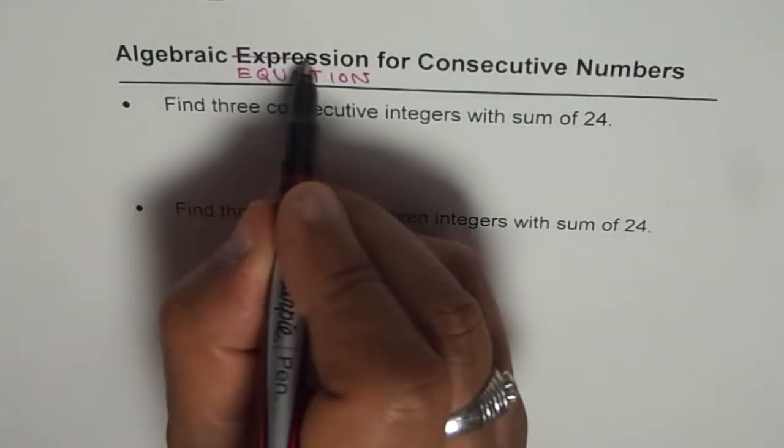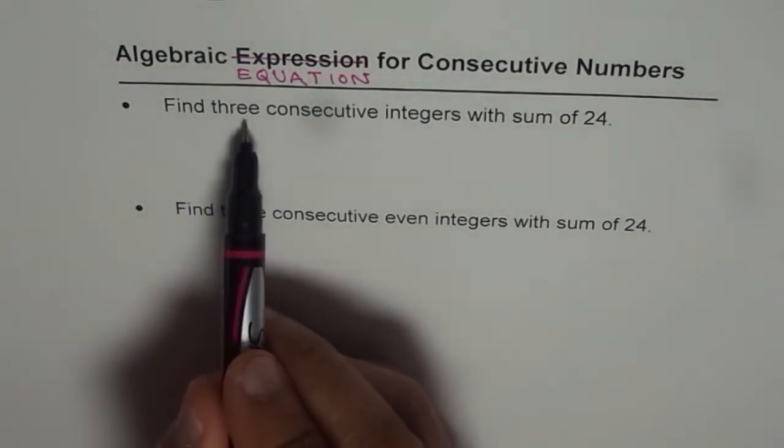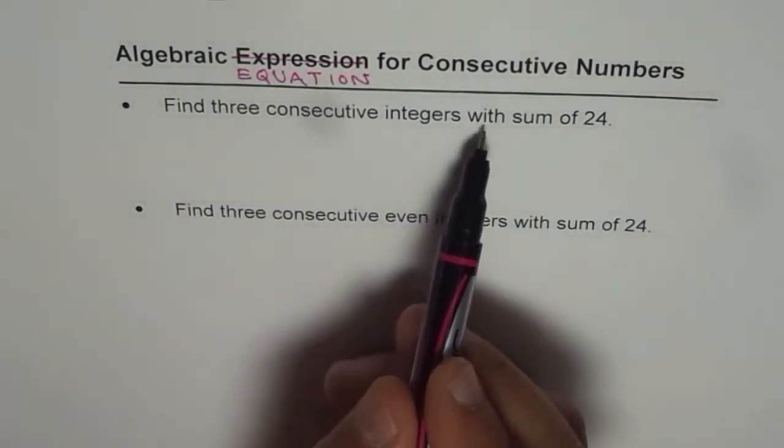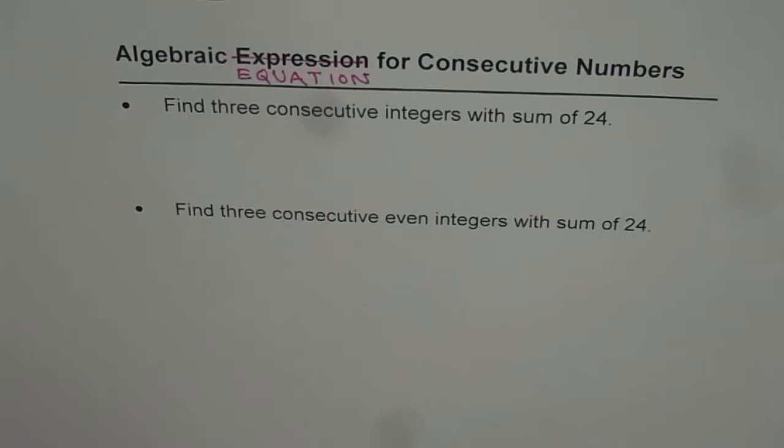So we will cross this out and then read the question again. Find three consecutive integers with sum of 24. So we are given the sum, so it becomes an equation, correct? So now let us try to solve this equation. First, let's write down the equation.